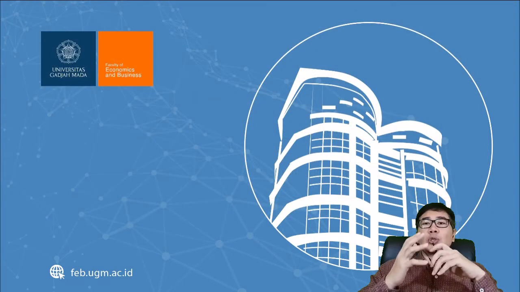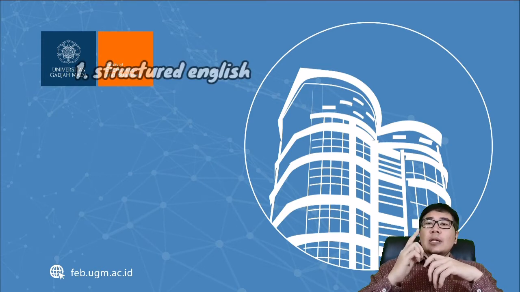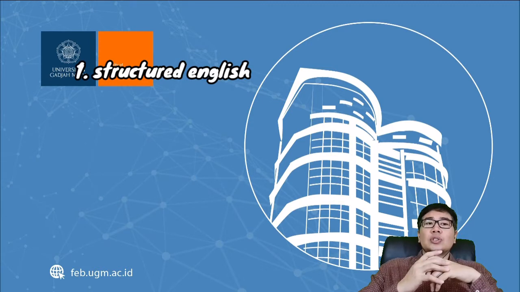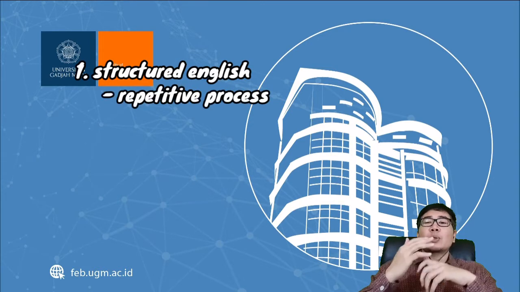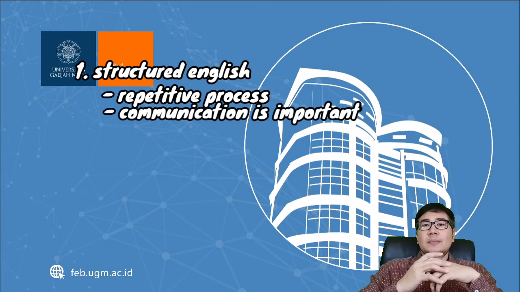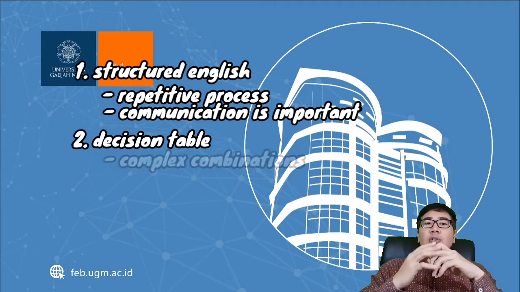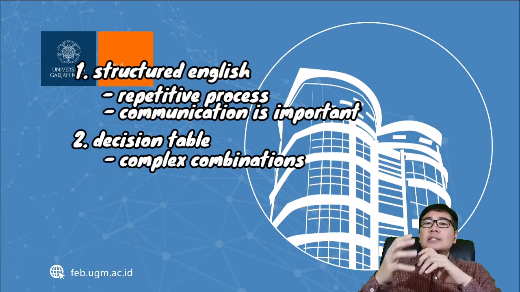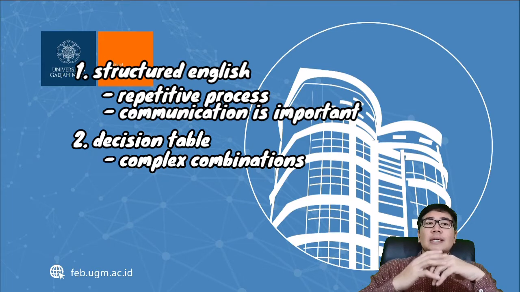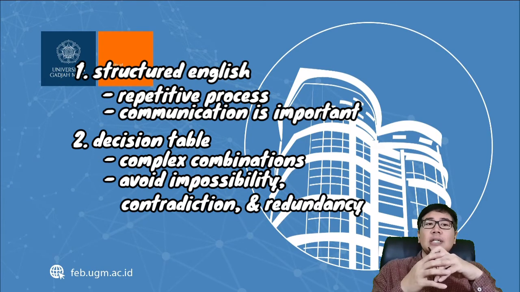Looking at those 3 forms, then a question will arise. When should we choose a suitable process specification form? First, structured English is used when there are many repetitive actions or when communication with users is very important. Second, decision tables are used when there are complex combinations of conditions, actions, and rules, or when an effective approach is needed to avoid impossible situations, contradictions, or redundancy.